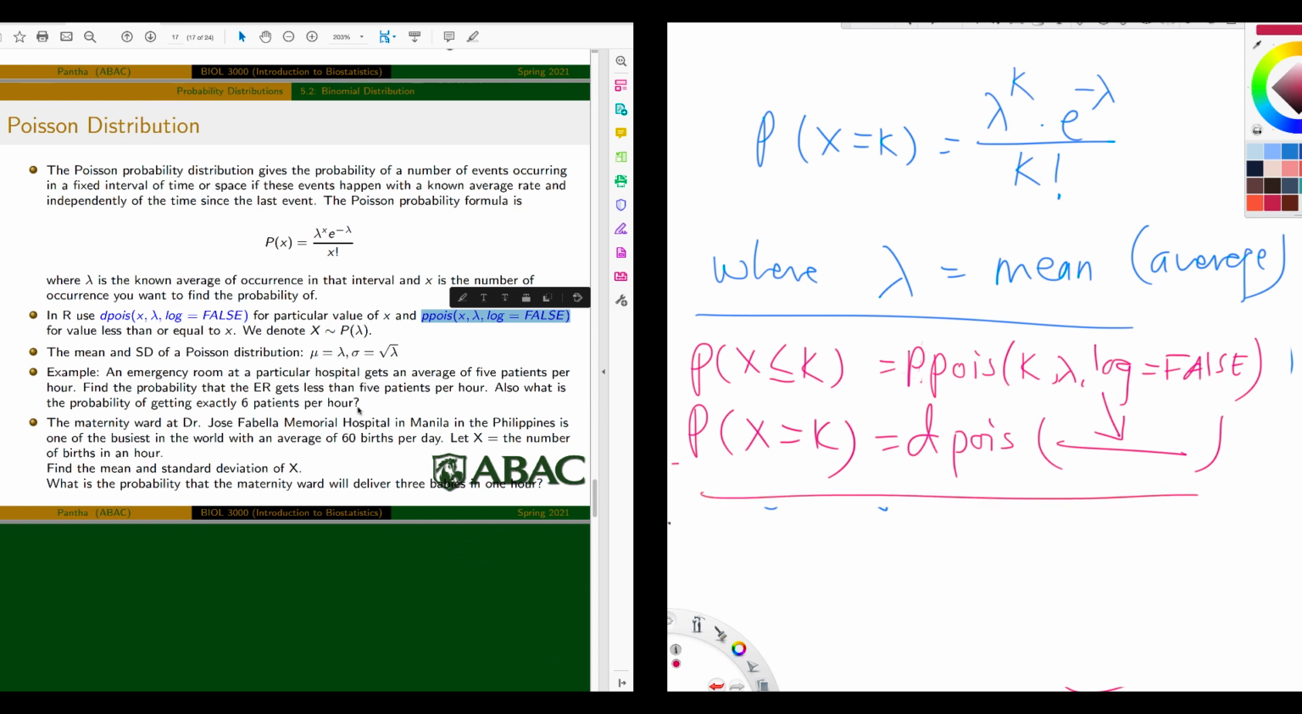All right, and the mean and standard deviation. Mean is lambda, that is the average, and standard deviation is the root of lambda. Or the variance is the same as lambda. Mean and variance in the Poisson distribution are equal to each other. Let us see this example.